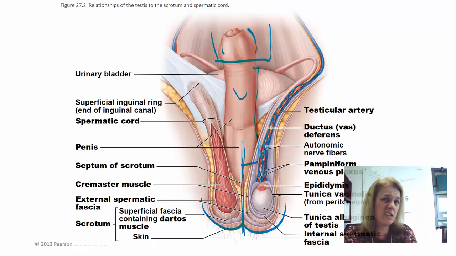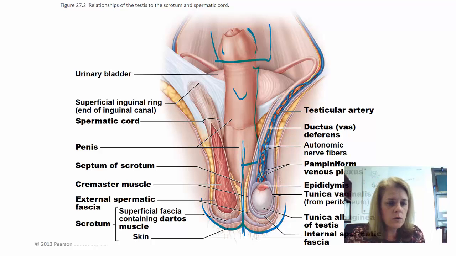If there was a disease in one side, it actually won't cross to the other side. It kind of isolates the two testes from each other. So that's an interesting thing about the male reproductive tract: there's separation between the two sides.